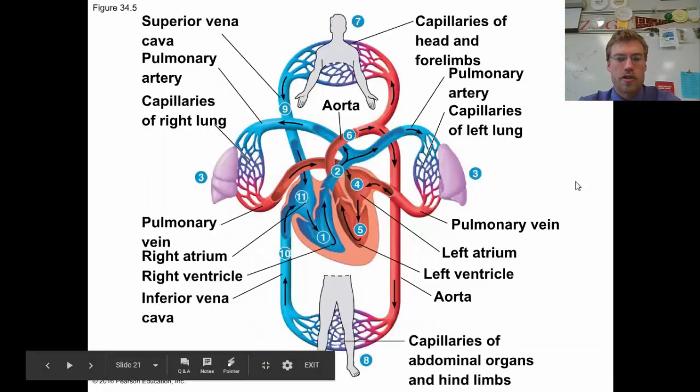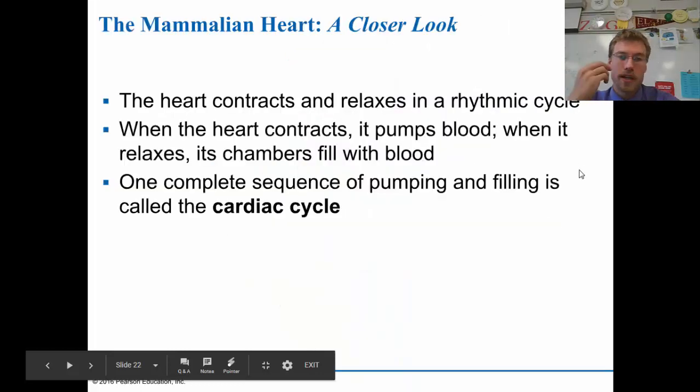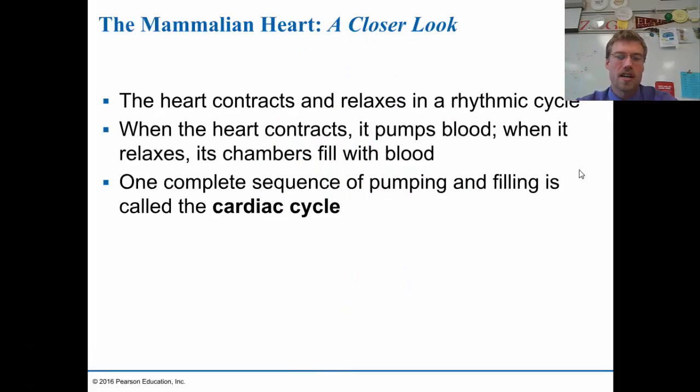So here's just a diagram showing all that. It is not necessary that you have all of the specific names memorized, but you should understand and know the general flow of blood through mammals' body and through your body. So let's take a little bit closer look at the heart itself and figure out how it works.